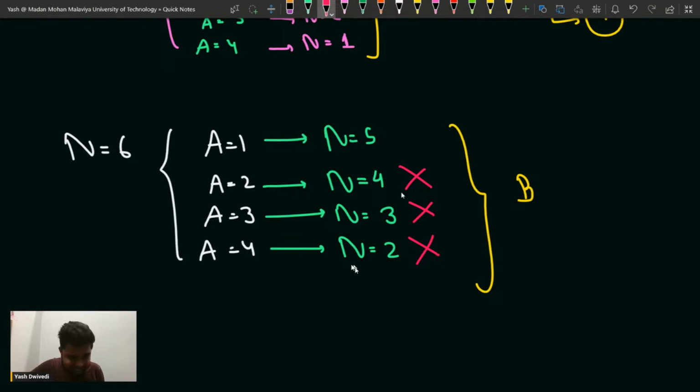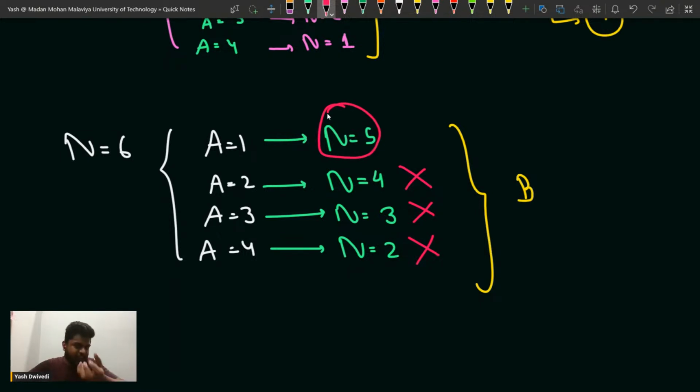Because if b gets two matchsticks, then also b is going to win. If b gets three matchsticks, b is again going to pick all of them and a is going to lose. If b gets four matchsticks, then again b is going to win. But if b gets five matchsticks, then what happens?